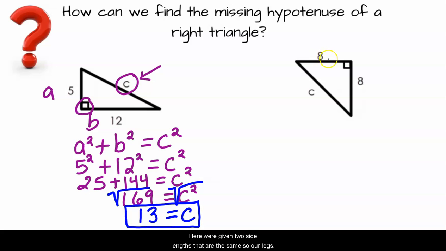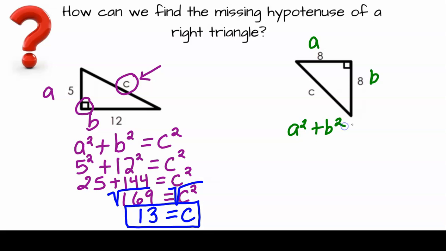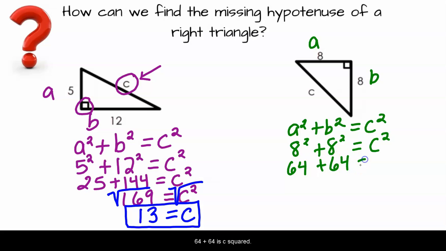Here we're given two side lengths that are the same. So our legs, A and B, have the same value. So I'm going to use my formula. A squared plus B squared equals C squared. I'm going to put in my two 8's to the formula. 8 squared plus 8 squared equals C squared. I know that 8 squared is 64. 64 plus 64 is C squared. If I add 64 and 64 together, I get 128.